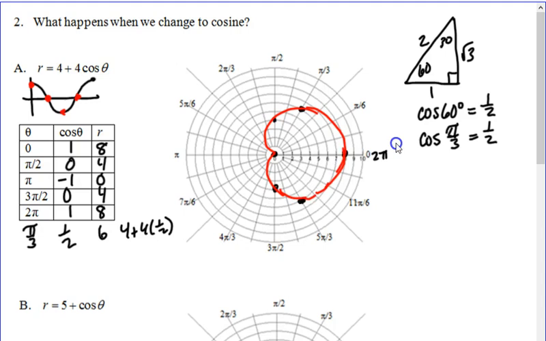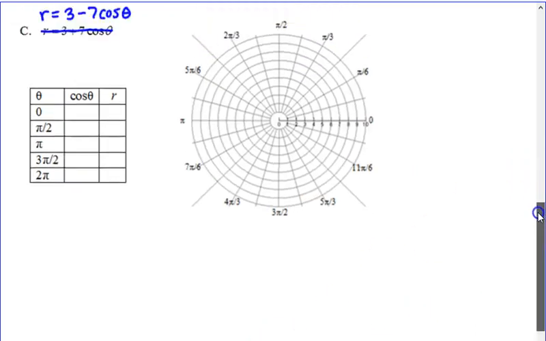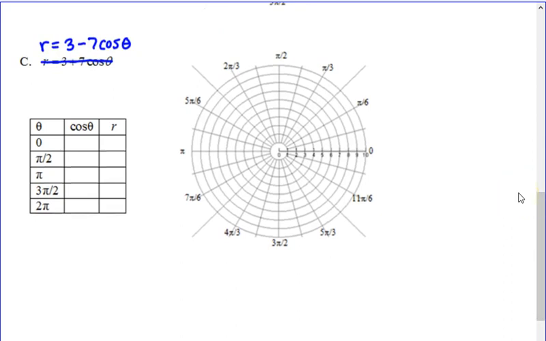All right, now I'm going to skip over number 2 and leave that to you for homework. But I want to do C, and I don't know if I changed this on the worksheet. Hopefully I did already. I changed this on the notes, but I want to do one where r is 3 minus 7 cosine theta, because I want you to see what happens when we make something negative in the equation, how that affects the graph and the points that you're plotting.